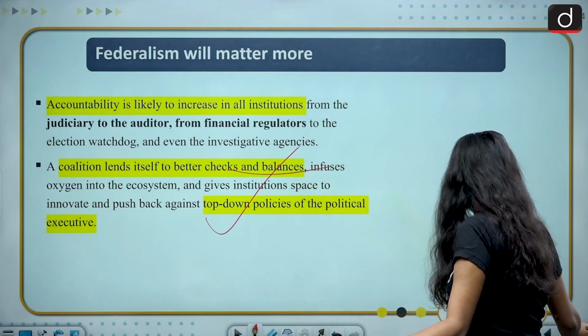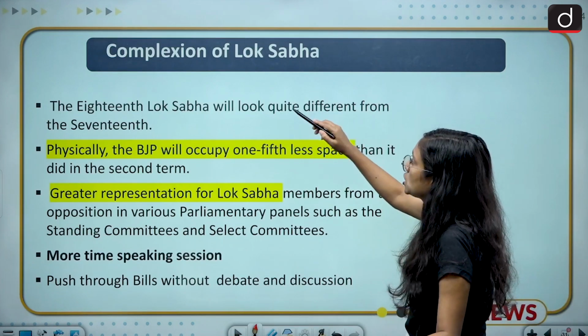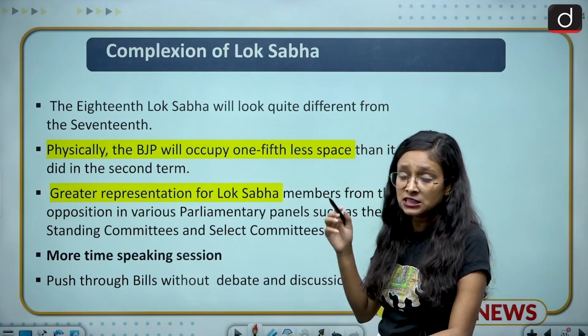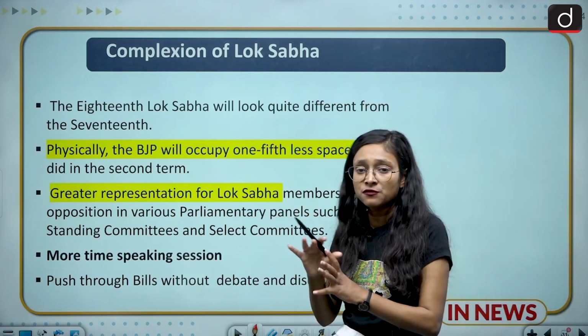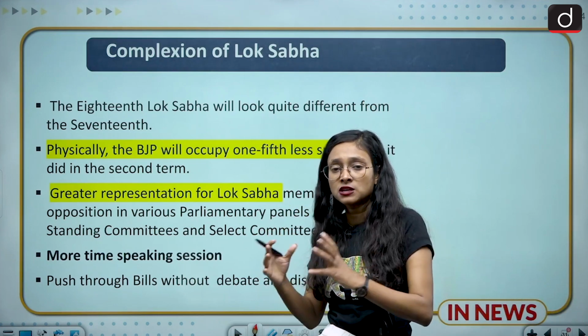Then we come to another one, which is about the complexion of the Lok Sabha. This is the 18th Lok Sabha, and it will have a different outlook. Why will it have a different outlook?